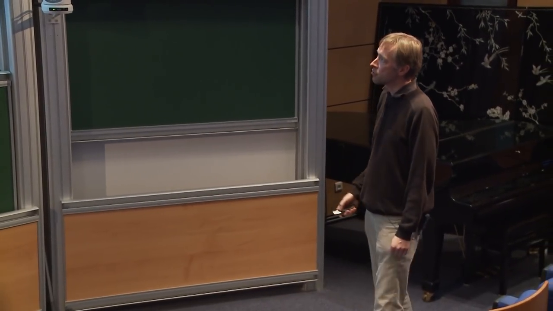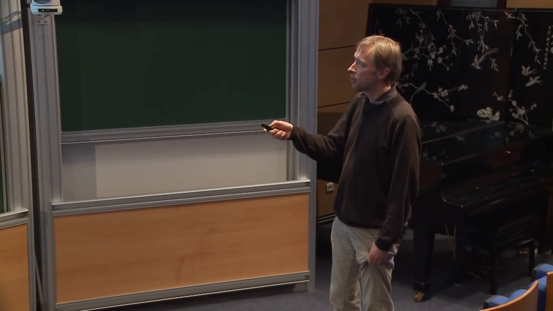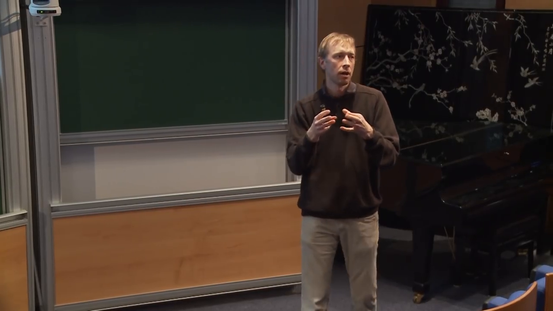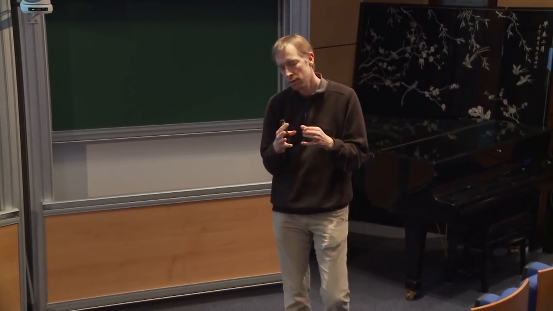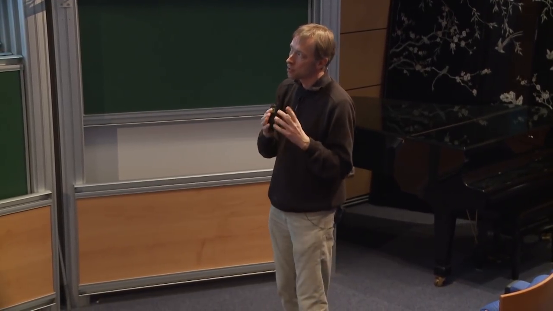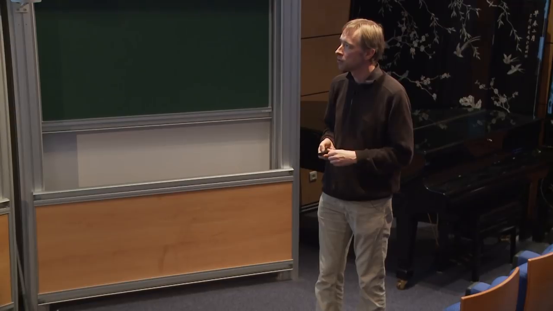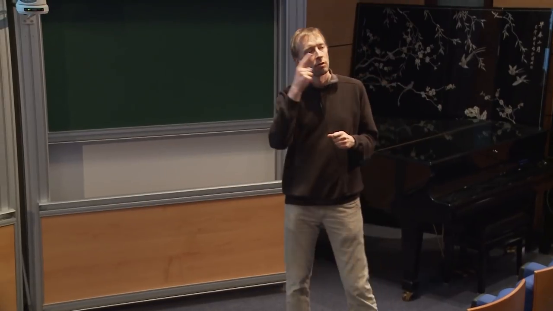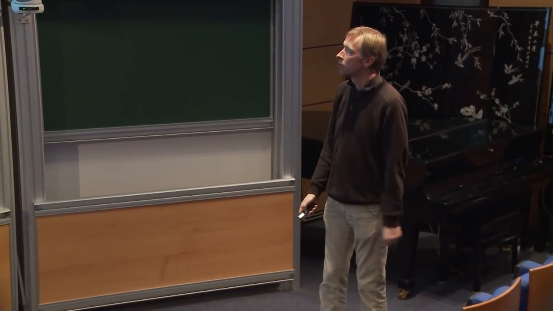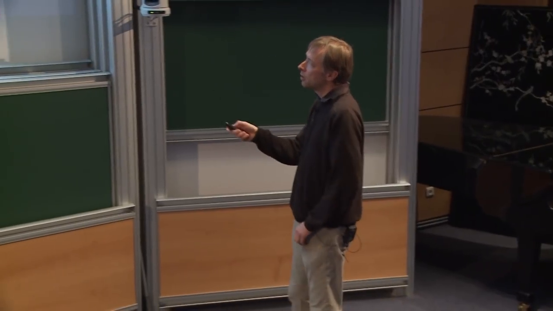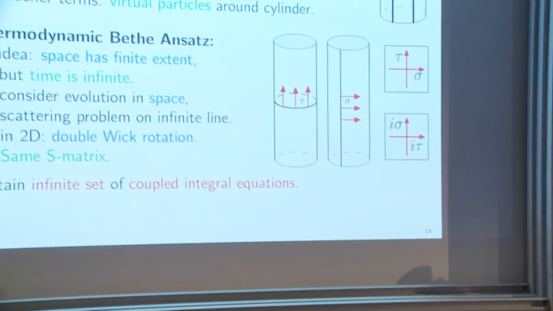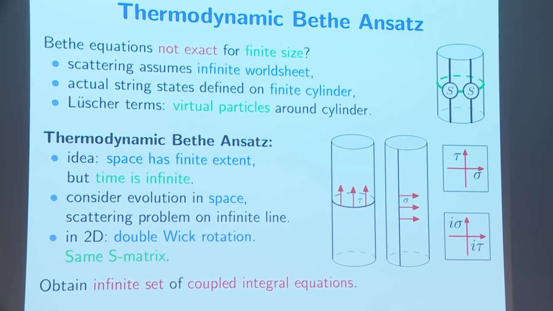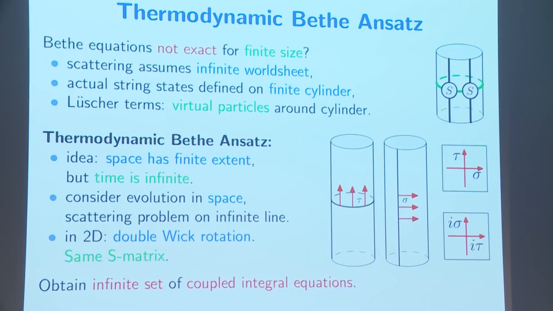And then you can compute the scattering matrix. But once you look at the actual string states, these are on a finite cylinder, and on the finite cylinder, the scattering matrix for the world sheet is not quite exact. And then you can introduce some Lüscher terms, and these correspond to virtual particles which wrap around this cylinder, which is now finite. There's a whole technique associated to that, which goes by the name of the thermodynamic Bethe ansatz, and also there's a double Wick rotation.